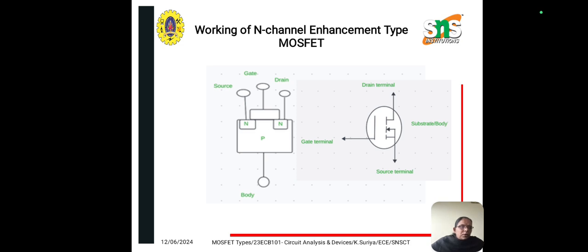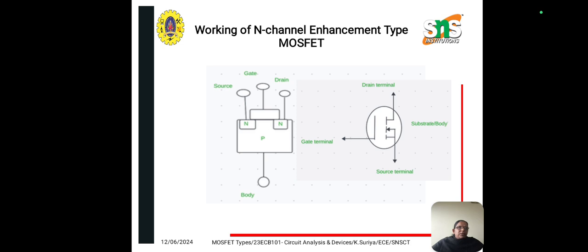Now, working of the N-channel enhancement type MOSFET. The symbol is also shown here. In such a MOSFET, we have to make the gate terminal more positive. Hence positive charges will accumulate in the gate and will attract negative charges in the body. Electrons will be drifted towards the surface, and the region near the surface will become less p-type. Positive charges are pushed down, so the region above will become n-type, and thus the channel is formed.